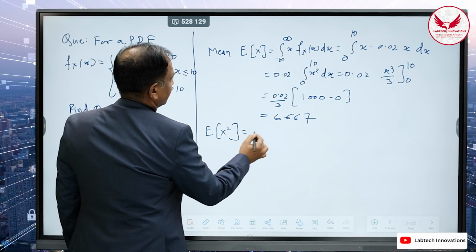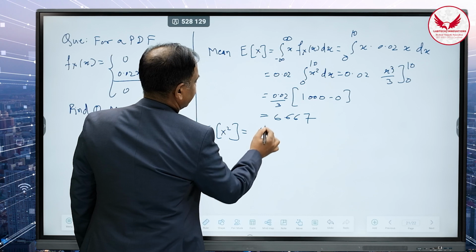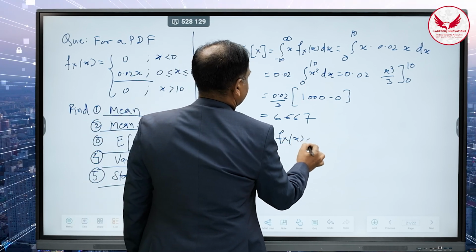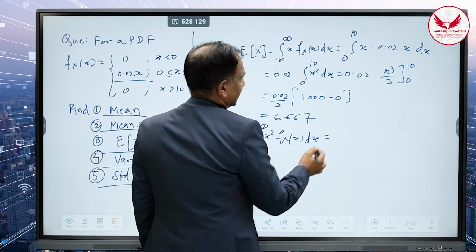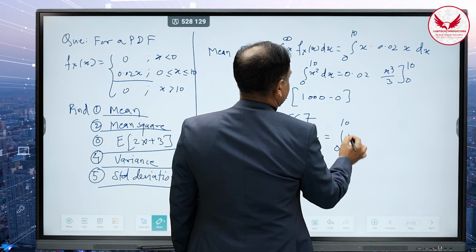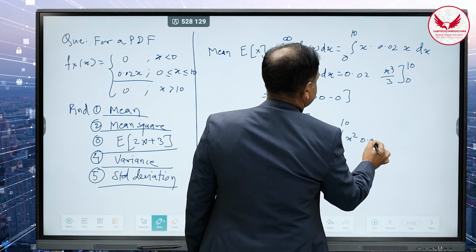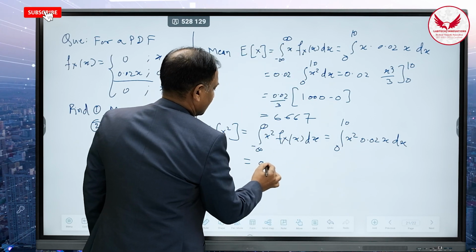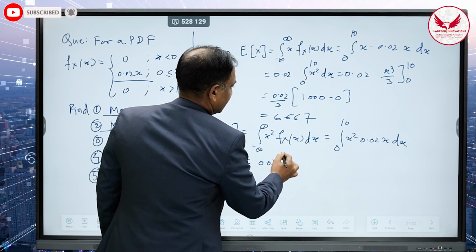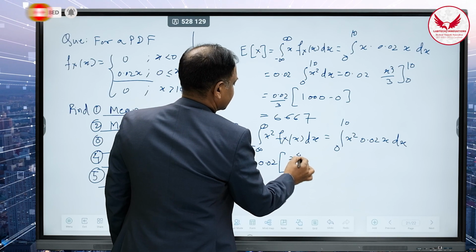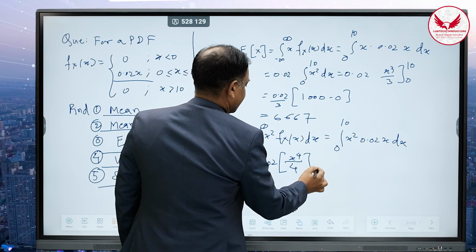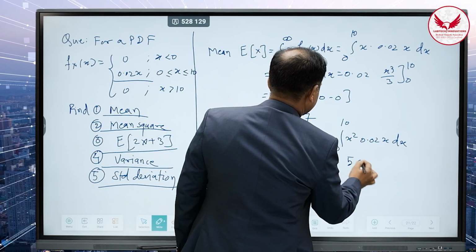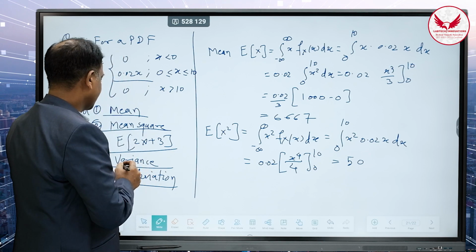The next, they asked us to find the mean square value, that is E of x squared. E of x square is equal to the integral from minus infinity to infinity of x square into fX of x into dx. Again the limit will be from 0 to 10, of x square into 0.02 x into dx. So this is equal to 0.02 times x cube. The integration of x cube is x raised to 4 by 4, with the limit from 0 to 10. Accordingly this comes out to be 50.